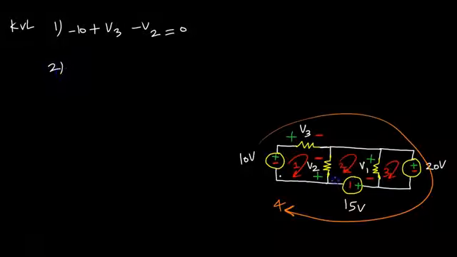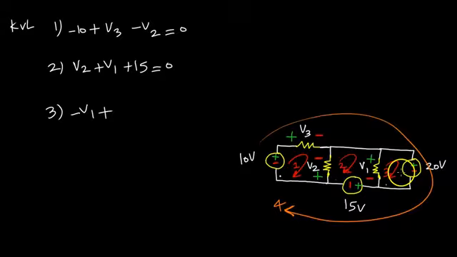Equation 2, I'm going to start down here and see a plus V2 as I go clockwise. I'm going to keep going and see a plus V1. I'm going to keep going and see a plus 15. All of that is equal to 0. Then I'm going to go to loop 3 and start again at the bottom and go up and see a minus V1 plus, because I keep going clockwise, I see a plus sign and a 20 volts.